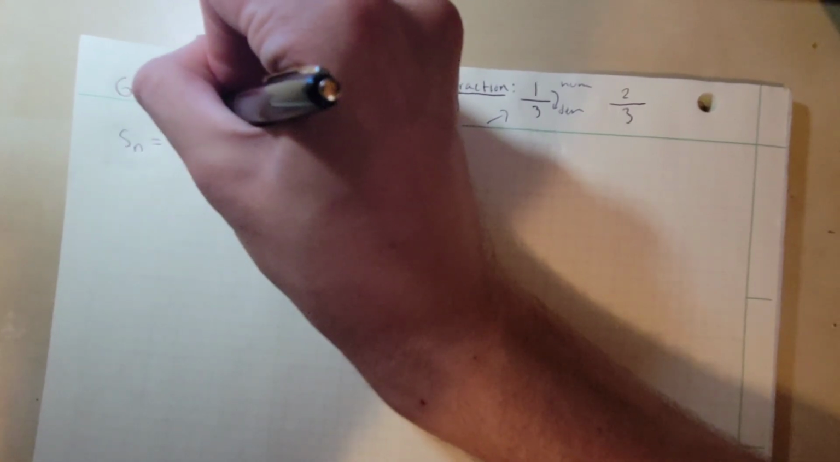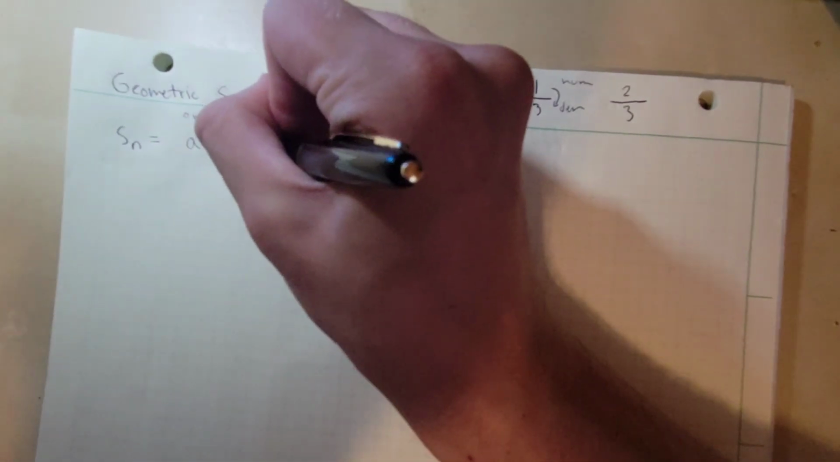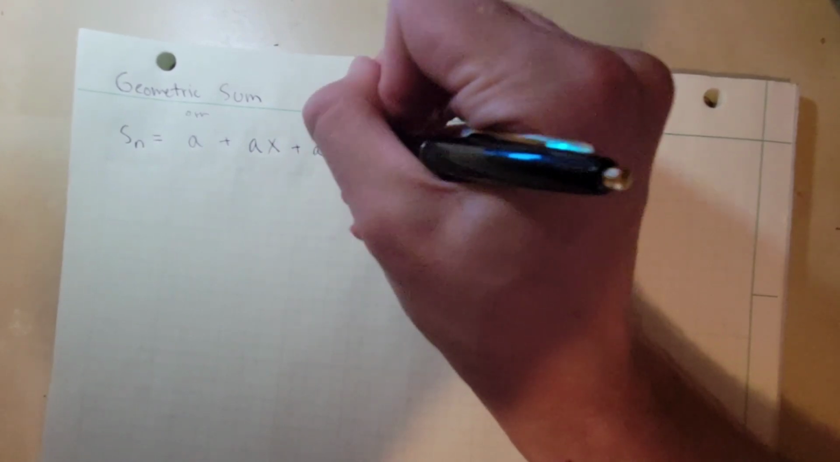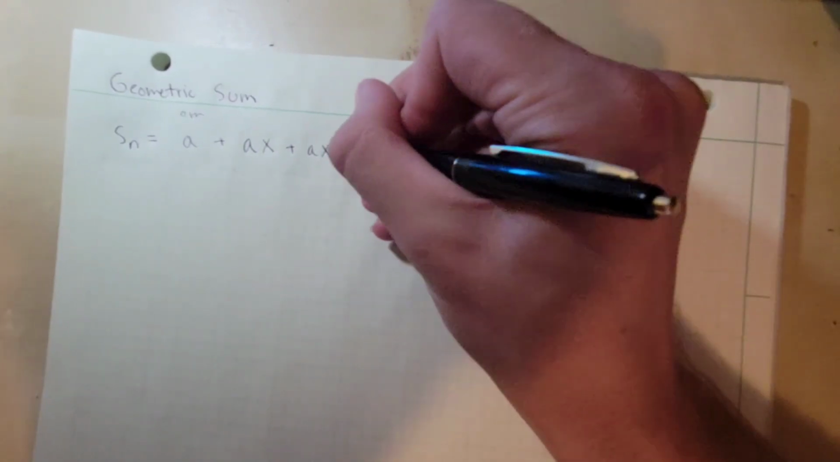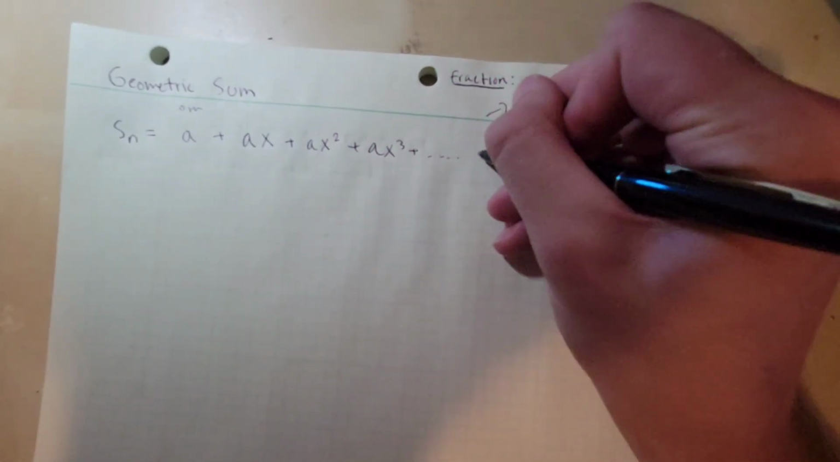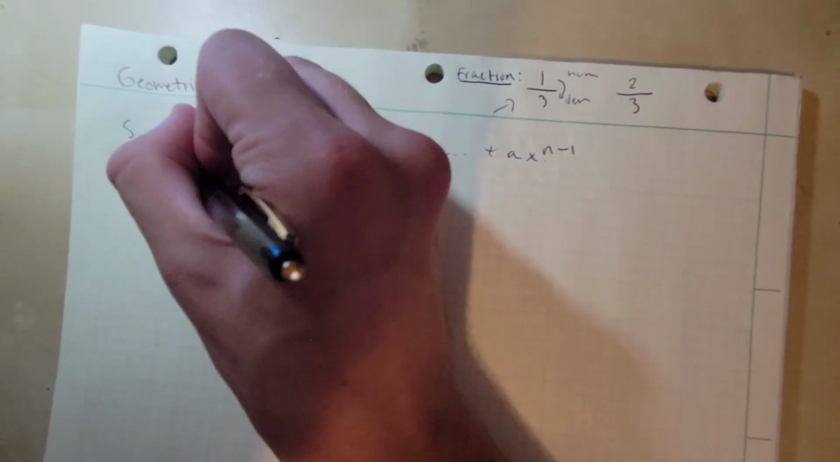So let's look at this. Let's say we have a sum of n terms. We're going to start with the zeroth term, which is going to be a. And then we're going to add ax, and then we're going to add ax squared, and then we're going to add ax cubed all the way up to ax to the n minus 1. And then we're going to have S sub n, which will equal a.